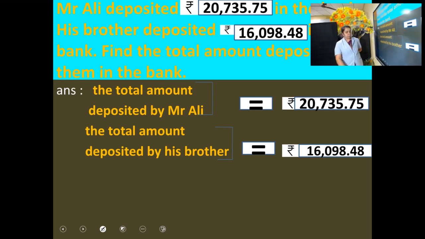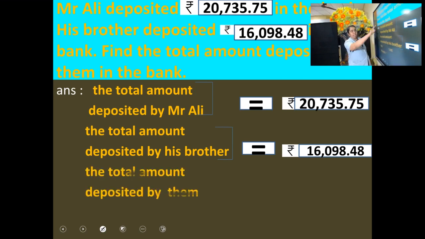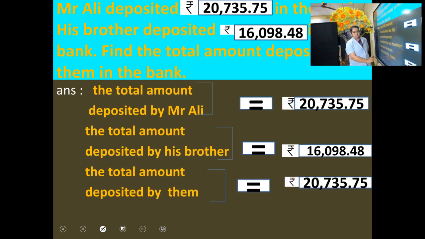16,098.48. Clear? Then, what's the last step? What should be the last step? Total amount deposited by them. Last line is the last step. Total amount deposited by them. How do you find out the total amount? Do the addition.